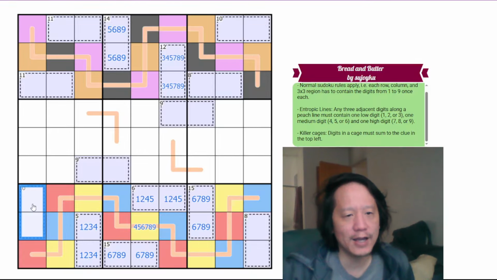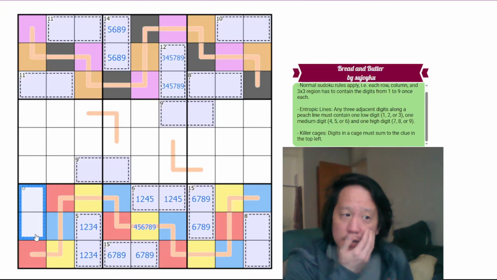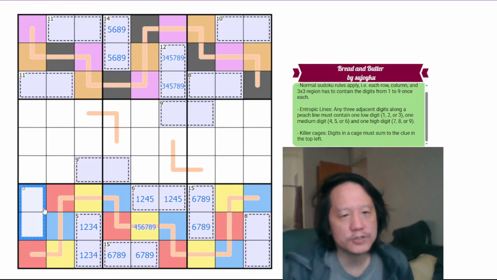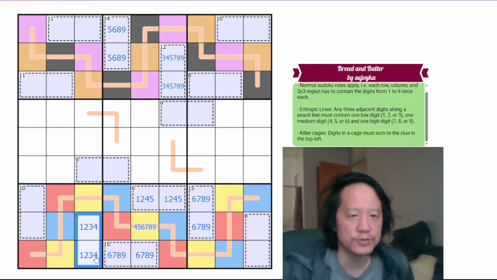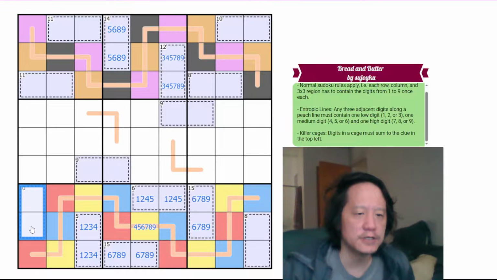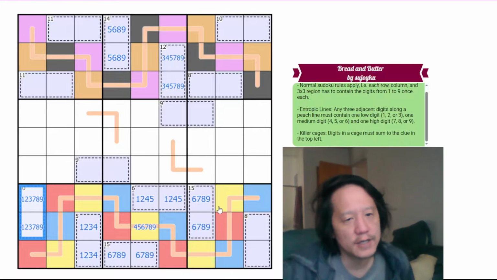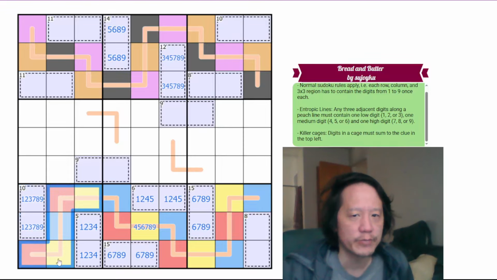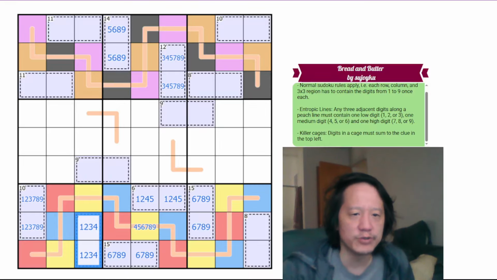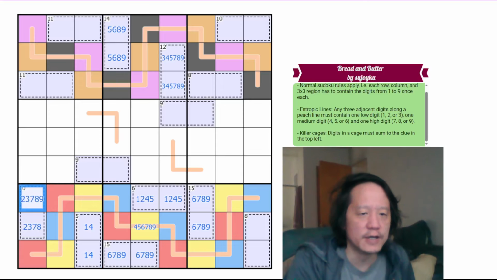So if this is 4, 6, this would force this to be 2, 3. But then 4 and 6 are both mediums, and we have both lows and both mediums here, which is not allowed. So this cannot be 4 and 6. This must be 1, 2, 3 with 7, 8, 9. And again, this cannot be 2 and 3 because that would force this to be 1, 9, and then this entropic line would not work. So this has to be 1, 4, and this must be 1, 9.